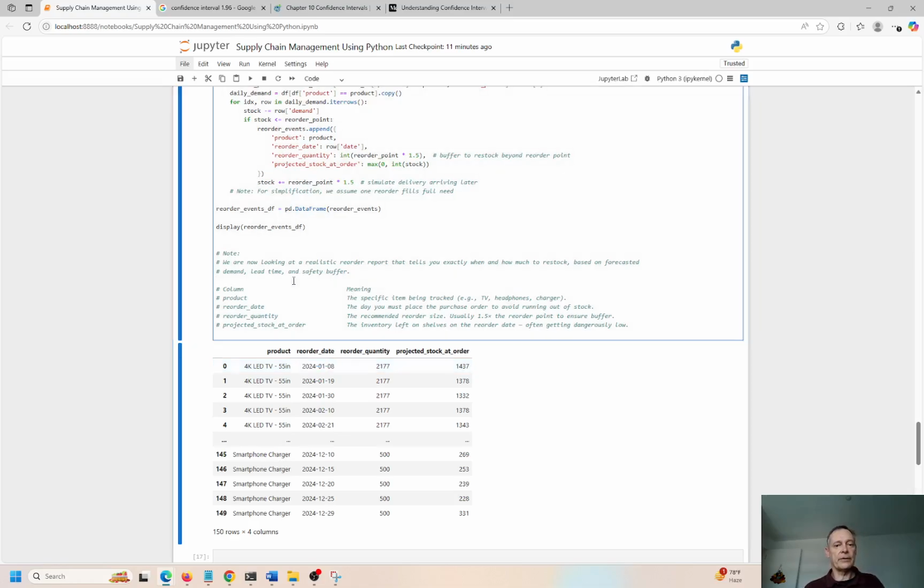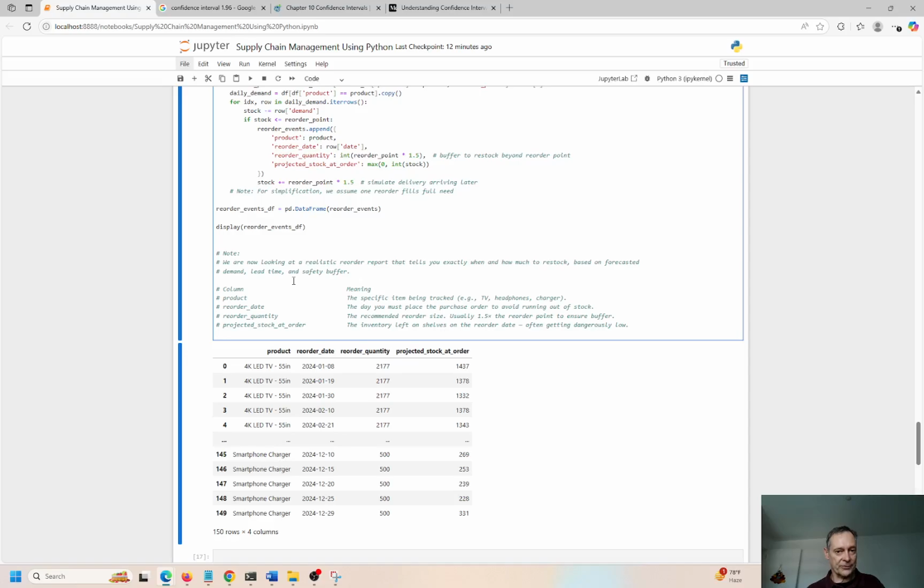So now we're looking at a realistic reorder report that tells us exactly how much to order, the date of the order, the reorder quantity, and the projected stock at order, right? So we know the specific item being tracked, the TVs, the smartphone chargers, there's some Bluetooth thing in there, right? The day that the order must be placed in time to get the order on the shelves, right? Because it takes a little while to execute the order. It could take a couple of hours, maybe, if the warehouse is closed. If it's far away, it could take a couple of days, maybe a week, right? And the longer it takes, the sooner we have to put in that order, right?